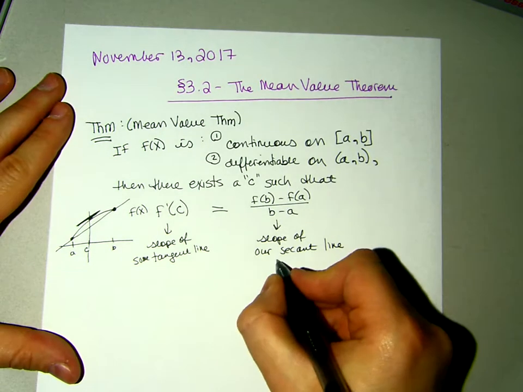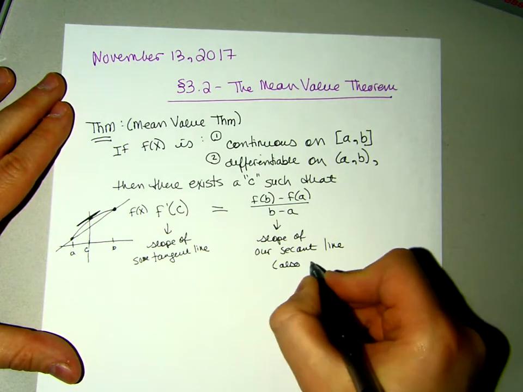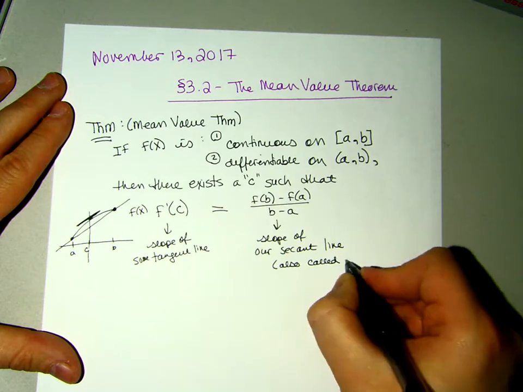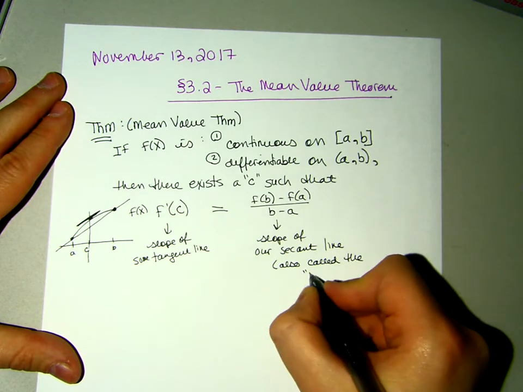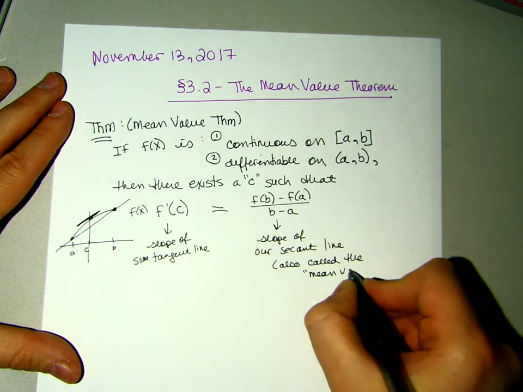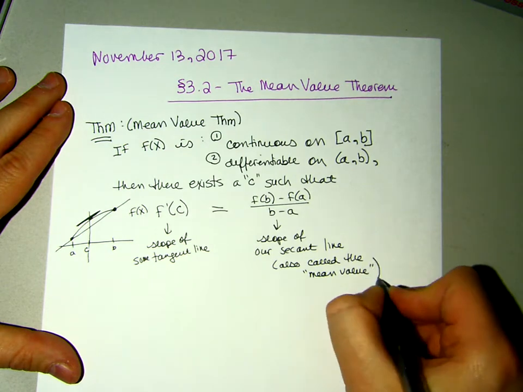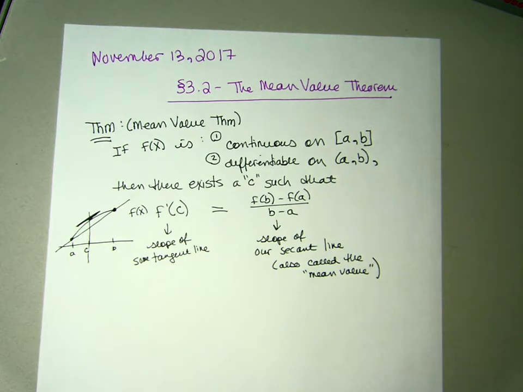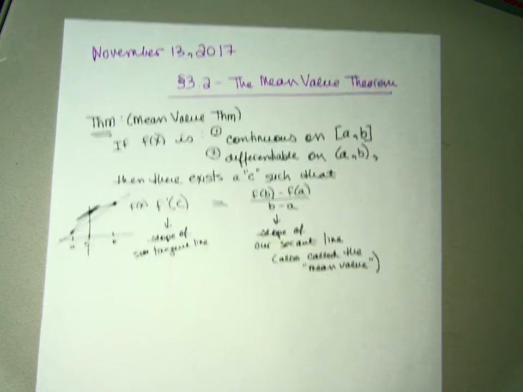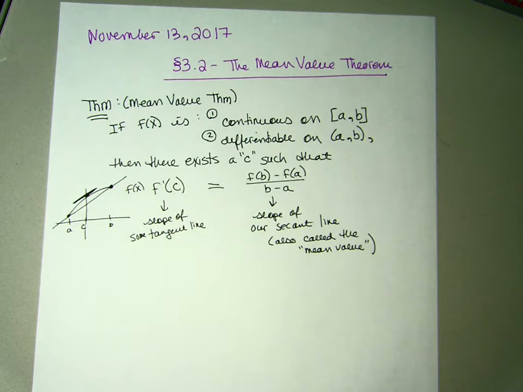By the way, the slope of the secant line, there's a special name for it. It's also sometimes called the mean value. We have a function that's continuous on a closed interval and differentiable on an open interval. Slope of the line through the endpoints, slope of that secant line, must equal the slope of some tangent line somewhere. And as soon as a few people finish copying, I'll show you how we're going to use this.